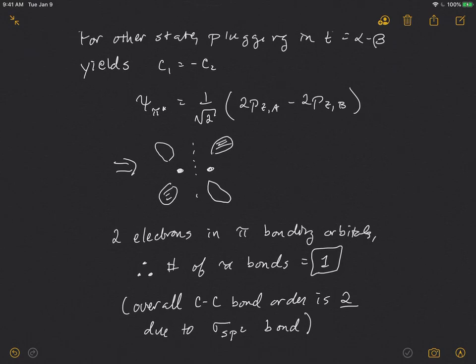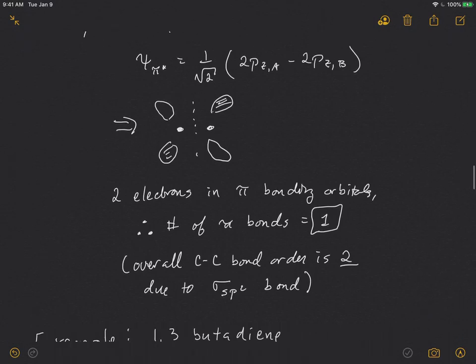We can also, of course, look at the overall bonding in this system, overall pi bonding in this system. The number of pi bonds in our system is equal to the number of electrons in pi bonding orbitals divided by 2, and so that's going to be 1. The overall carbon-carbon bond order is 2, because we also have a sigma sp2 bond between the two carbons.